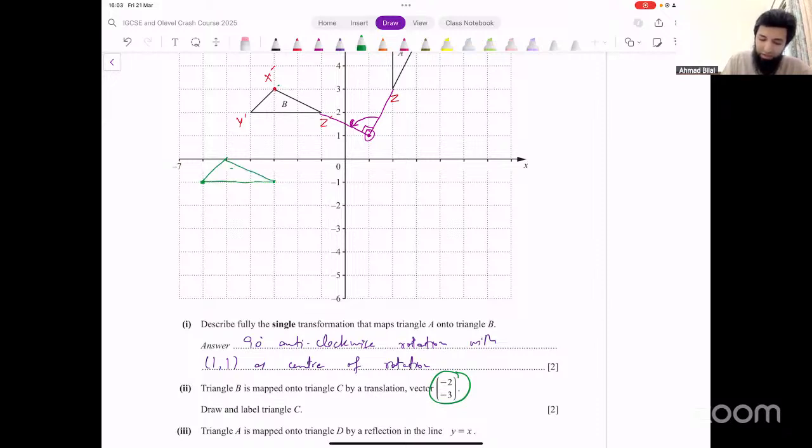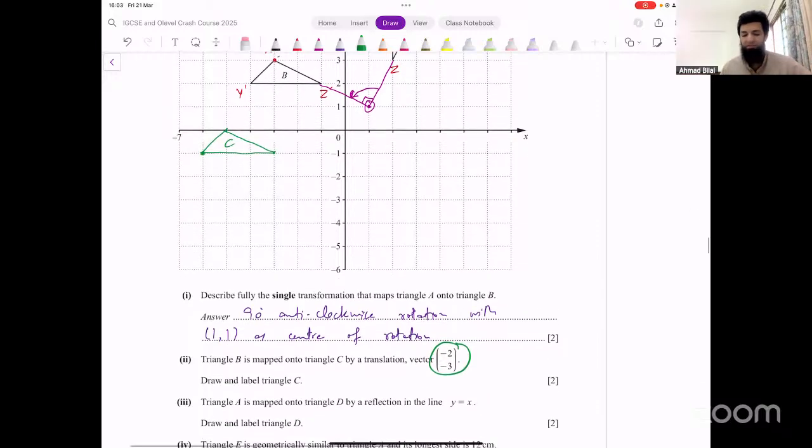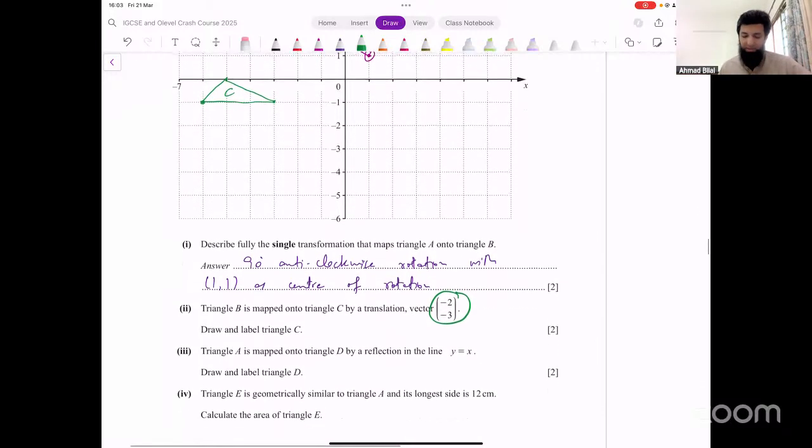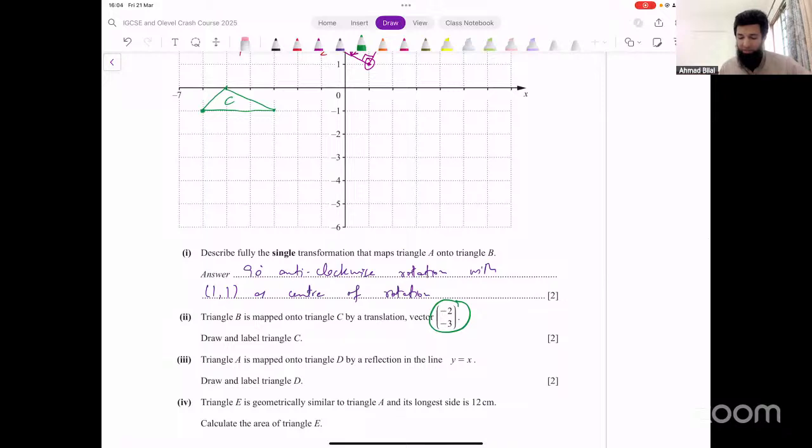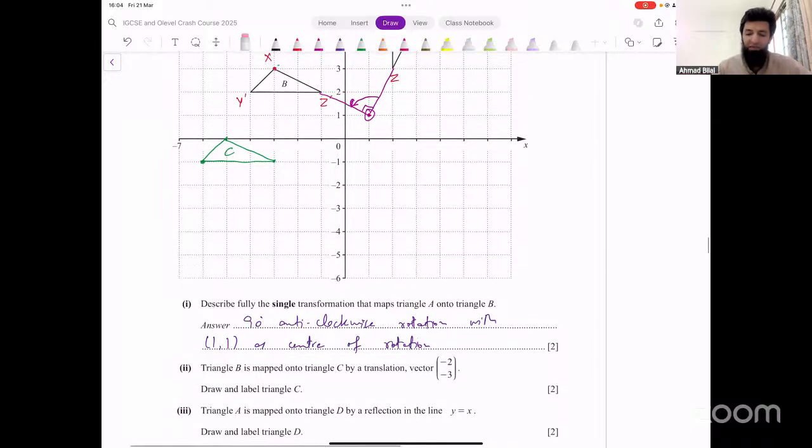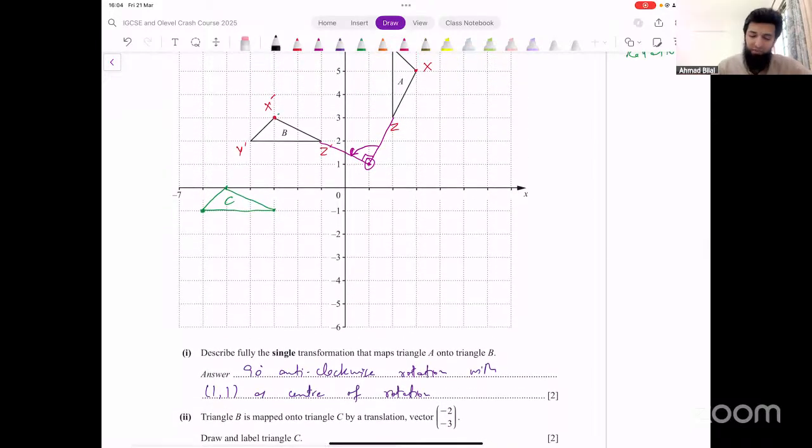They've asked you to label this as C. That's the triangle C. Okay. Then it says triangle A is mapped onto D by reflection in the line y = x. Okay. A is mapped onto D by reflection in the y = x line. Now, what is the y = x line? The y = x line is going to look like this. It passes through the origin, (1, 1), (2, 2), (3, 3), (4, 4), (5, 5), and so on. That's the y = x line.